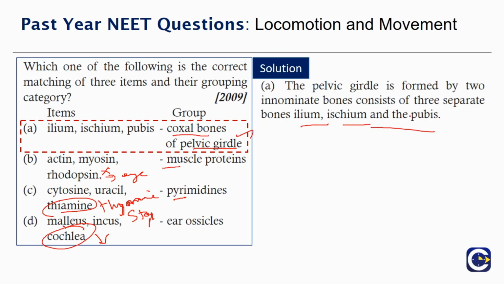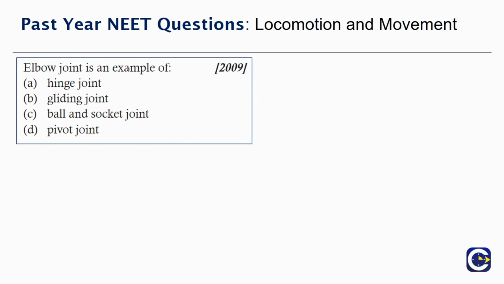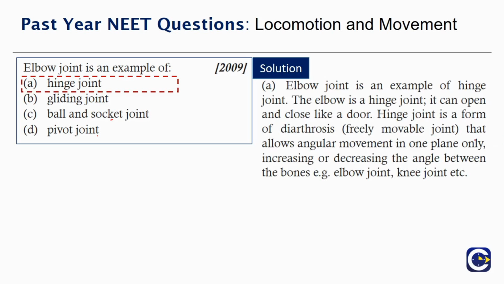So moving on to the next question. The elbow joint is an example of hinge joint, gliding joint, ball and socket joint, or pivot joint. If you observe the elbow joint, we are able to move the elbow in one direction. We are able to fold it inwards and also outwards, so there is movement in only one direction. This is like a door. It opens and closes like a door. So this is a hinge joint. The elbow joint is an example of a hinge joint.